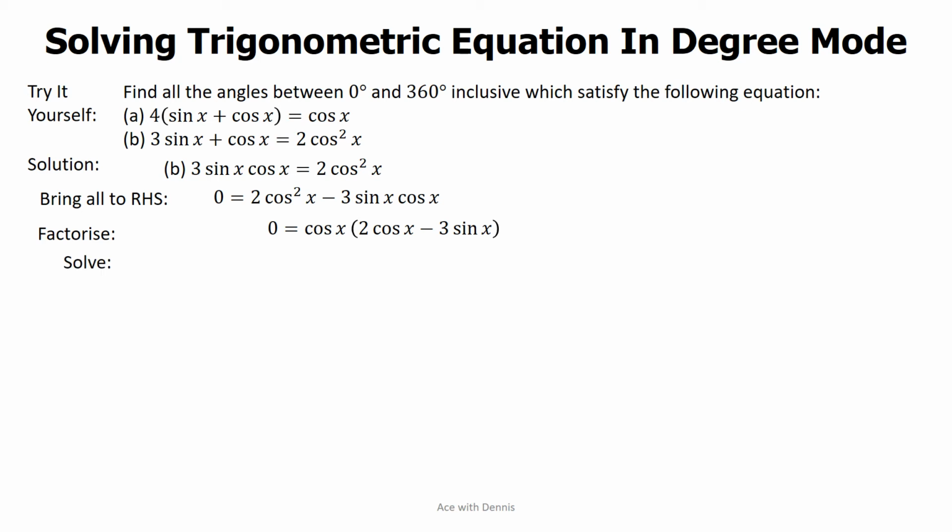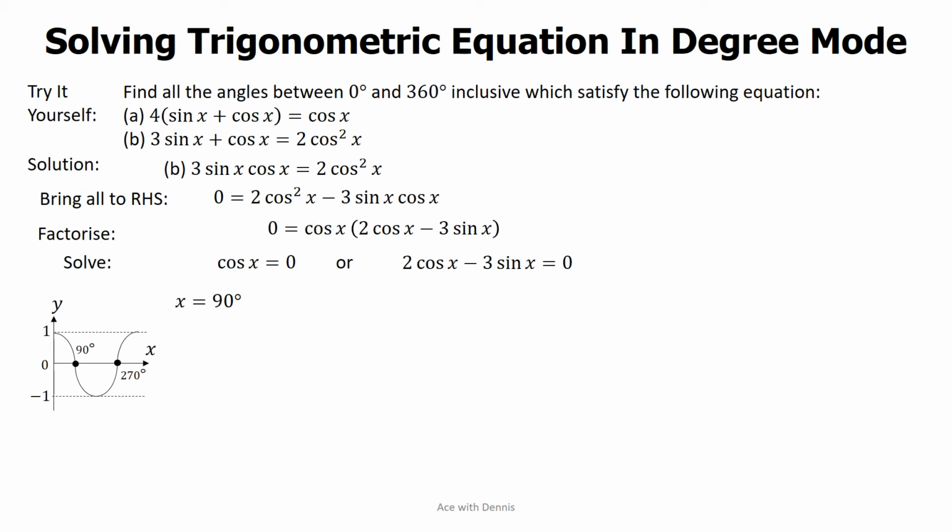Okay, then we can solve it. For this case, we can say that cosine x equals 0 or 2 cosine x minus 3 sine x equals 0. So we solve the first equation first. It is a special angle, equal to 0, not in any of the quadrants. So we need to look at the cosine graph. When it is equal to 0, it will be at these 2 points, which is at 90 degrees and 270 degrees. Therefore, x will be equal to 90 degrees and 270 degrees.